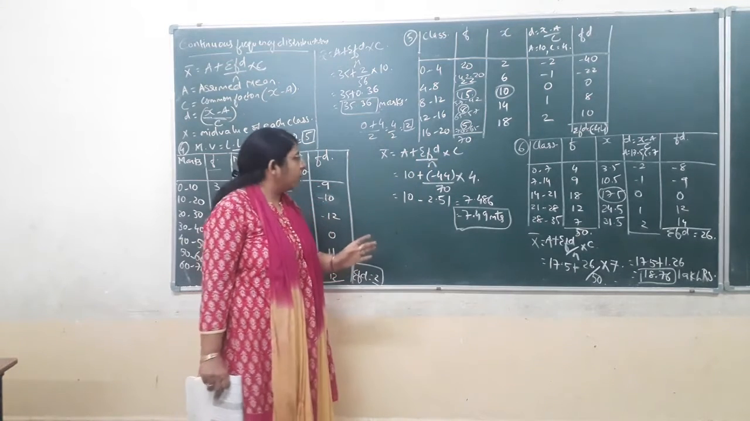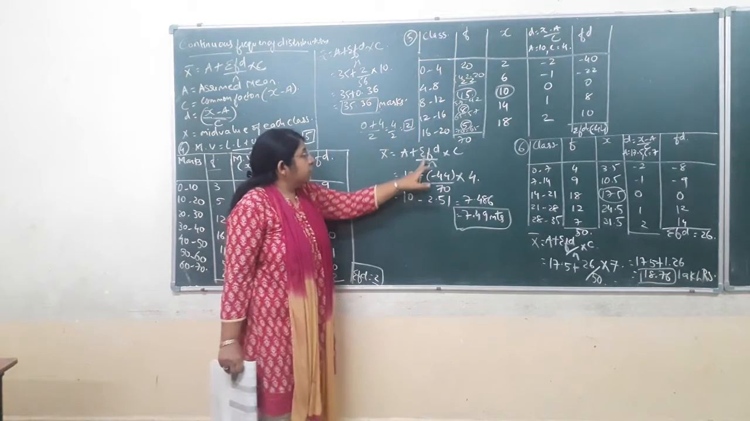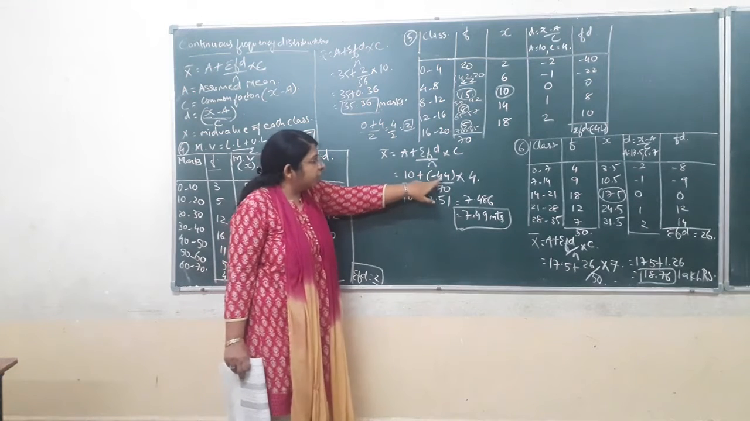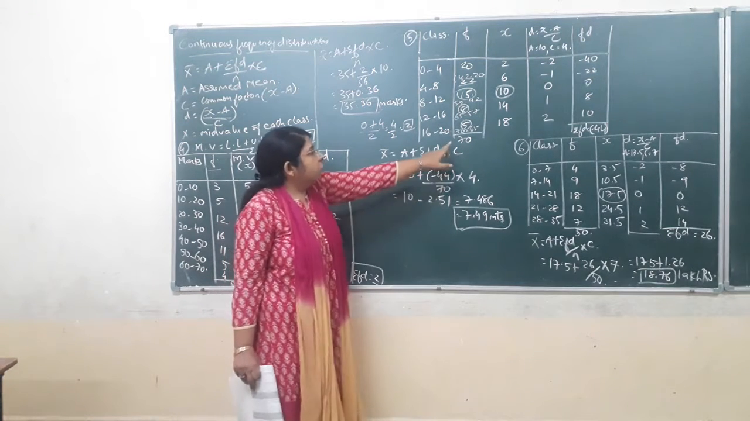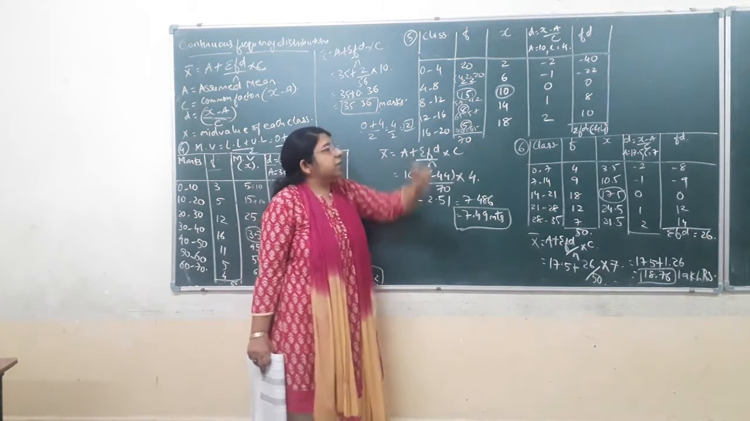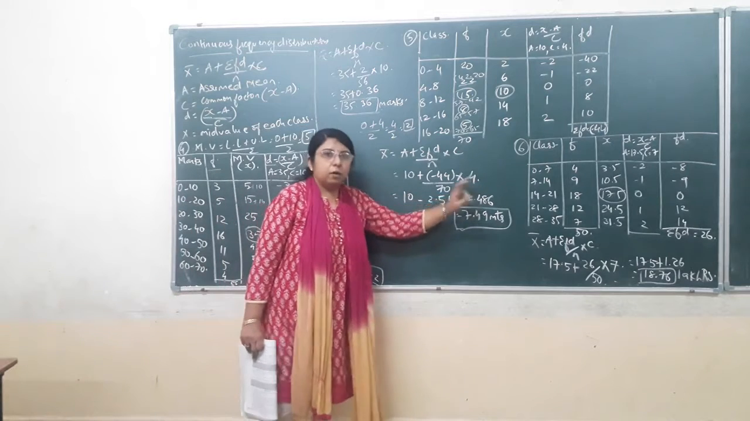Same formula we have to apply. So x bar is equal to a value that we have taken as 10 plus sigma fd total, that came to negative 44, into bracket capital N minus 44 upon N total, that came to 70, frequency total 70, into class length c, common factor that I have taken as 4. Okay, so multiply by 4.